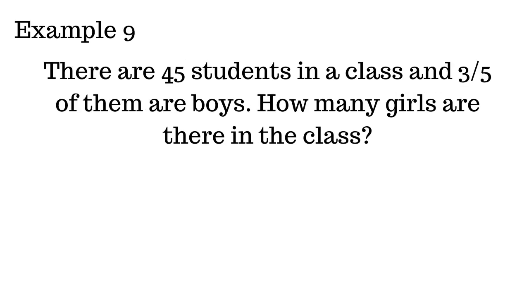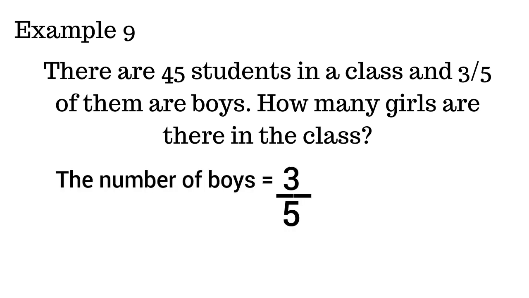Example 9. There are 45 students in a class and 3/5 of them are boys. How many girls are there in the class? I want us to picture a class of 45 pupils. Out of the 45 pupils, 3/5 of the total number of pupils are boys. So we can say that the number of boys equals 3/5 times 45. In maths, of means times.